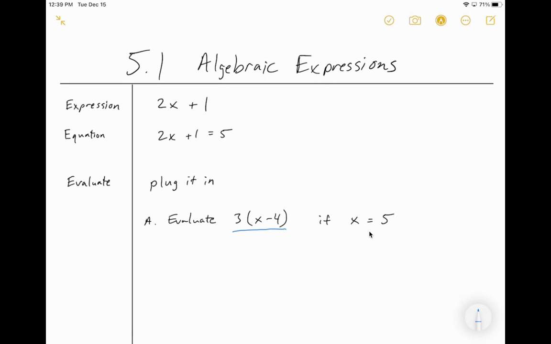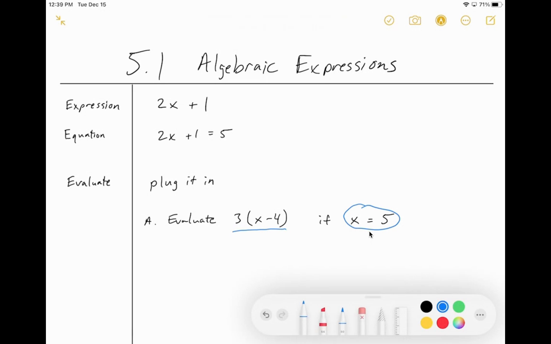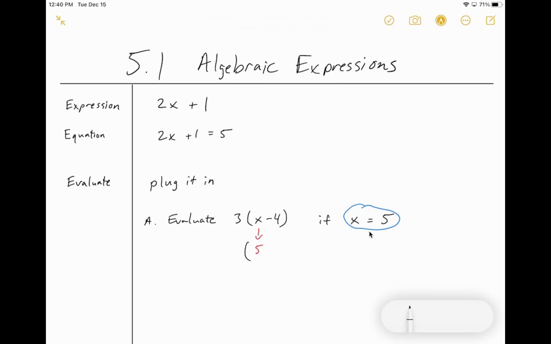So next what you're going to do is you're going to say, okay, well, instead of x, though, I'm going to say x is equal to 5, right? So I'm going to go ahead and plug that in. So all that means is this. Instead of x, it becomes 5. And then everything else stays the same. So then let's go ahead and do our order of operations. Okay. Remember, we got to do parentheses first, right? PEMDAS, parentheses first. 5 minus 4 is 1. 3 times 1 is 3.